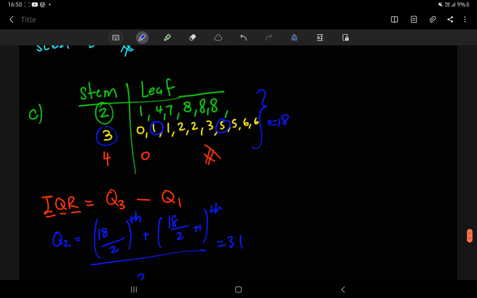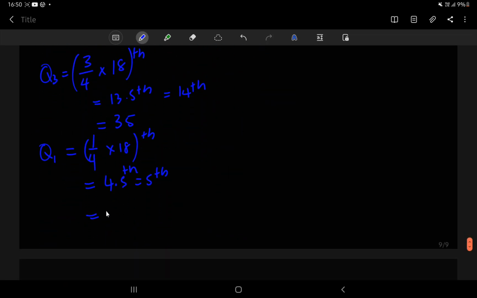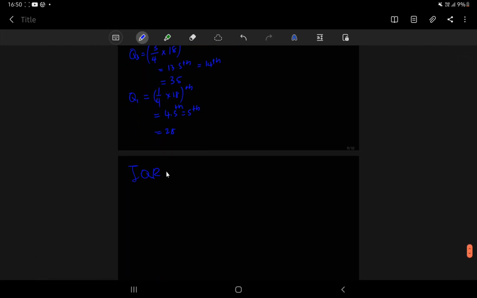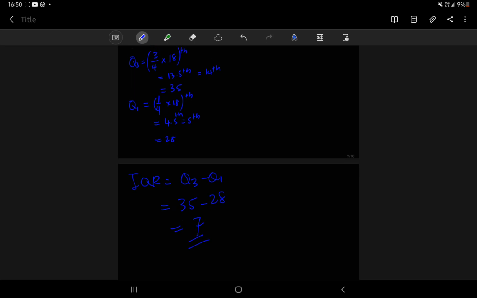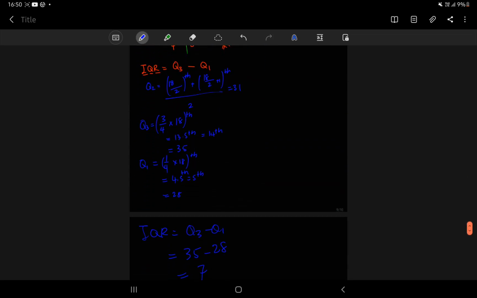So the data in the 5th position is basically 1 2 3 4 5, 28, right? 28. So we know our Q3 and Q1, so the interquartile range is Q3 minus Q1, which is 35 minus 28, which is 7. Okay. So we find all of our quartiles: the first quartile, the second quartile, which is the median, and then the third quartile.